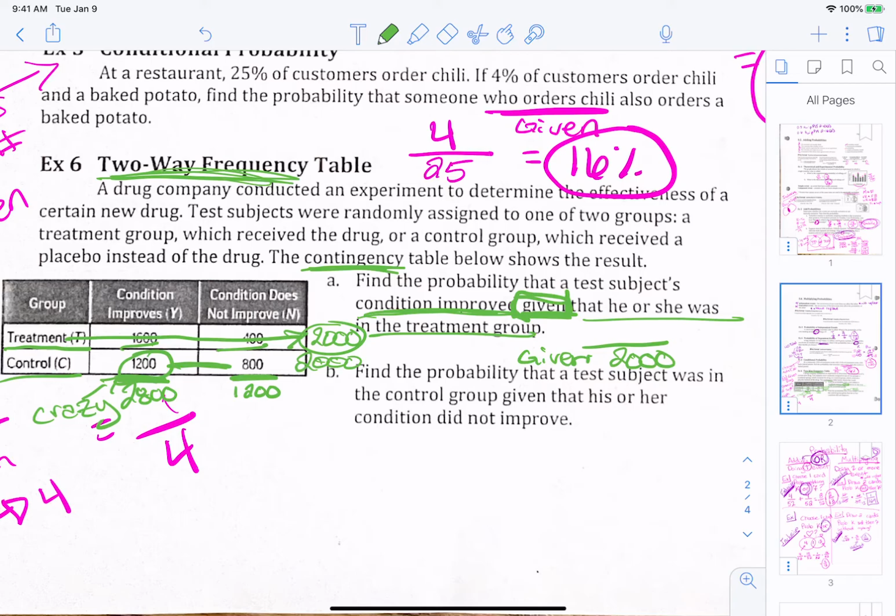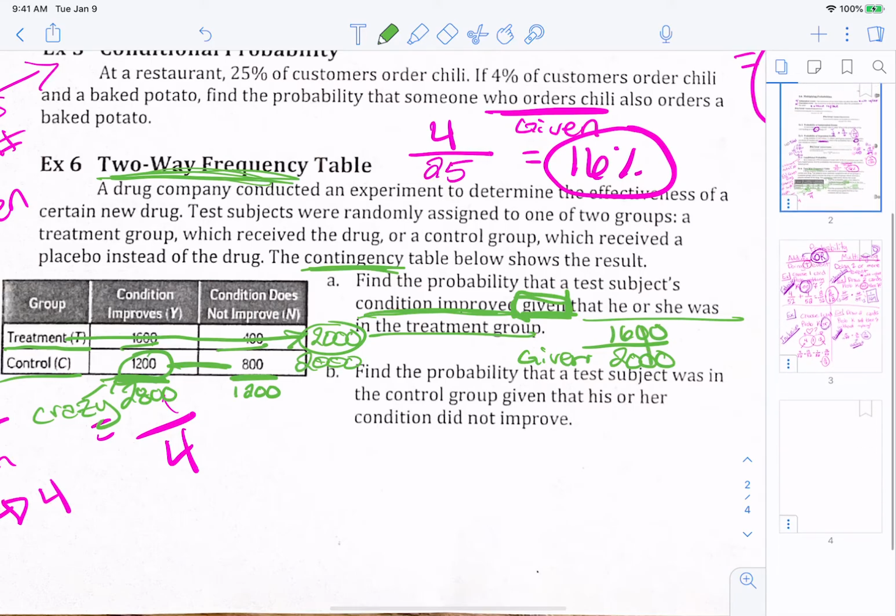Now, how many of those people said that their condition improved? Of those 2,000, how many said their condition improved? 1,600. Okay? Now I can knock off my two zeros. I have 16 over 20. I can divide that by 4. So that would be 4/5. So 4/5 of the people in the treatment group actually had their condition improve. Does that make sense? Okay. All right. The next one.